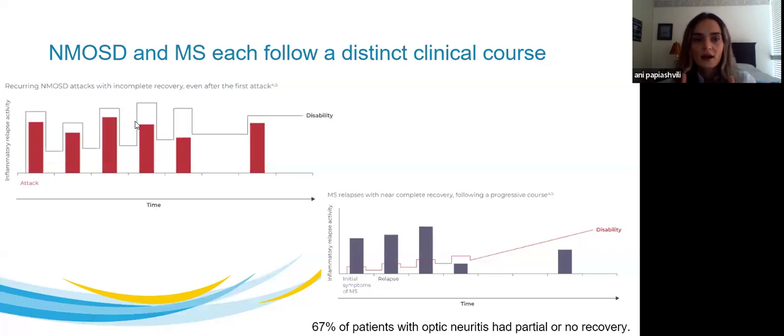We do not have recovery at all, right? And here we can see some information related to patients with neuromyelitis optica. 67% of patients with optic neuritis had partial or maybe no recovery, and 83% of patients with transverse myelitis also had partial or no recovery in case of NMOSD. So as you can see here, it is much more severe than multiple sclerosis.